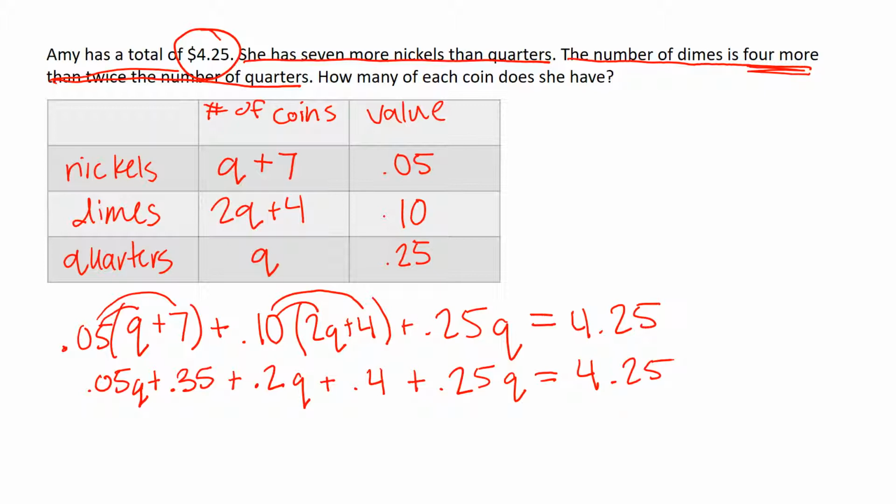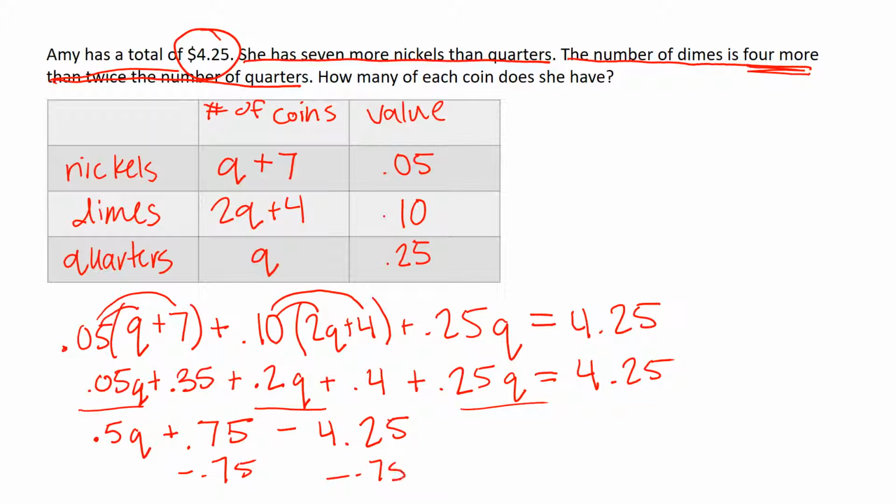Now we can combine like terms. So we have these 3 pieces that all have Q's in them. So 0.05 plus 0.2, that's 0.25, plus another 0.25, that's just 0.5. So we have 0.5Q. And then these other pieces, we have 0.35 and 0.4. When we add those together, we get 0.75. And that's still equal to 425. Okay, we're almost there. We'll subtract 0.75 from both sides.